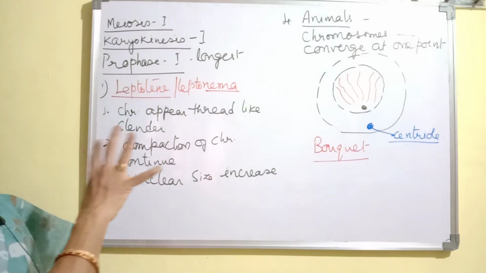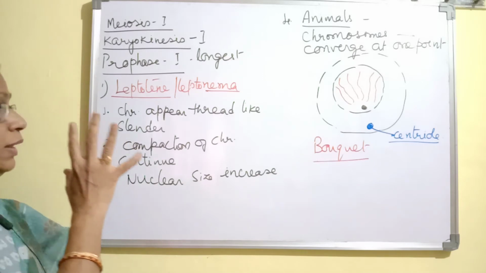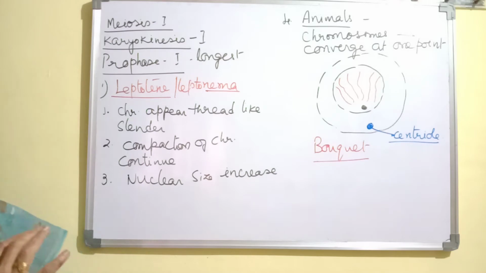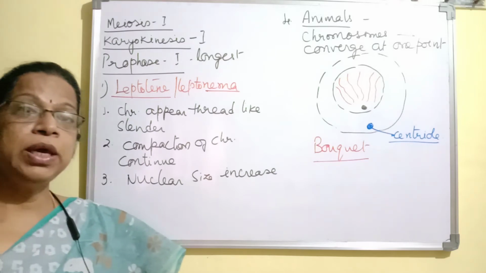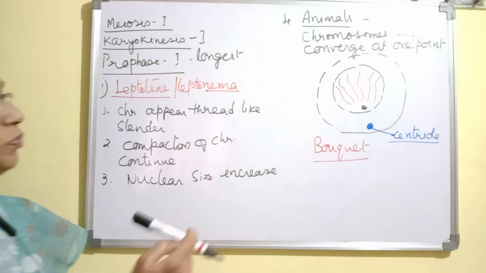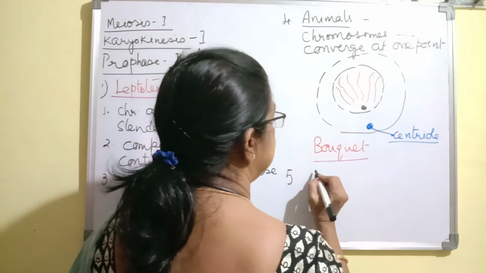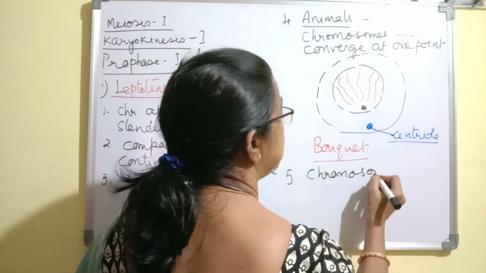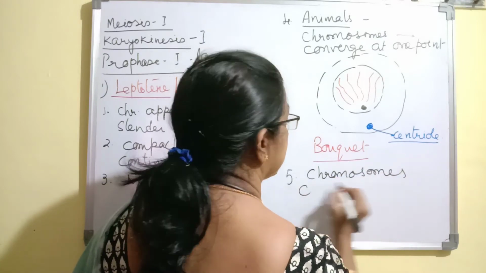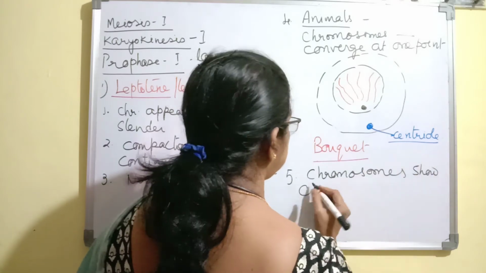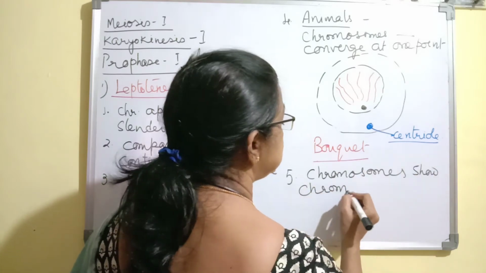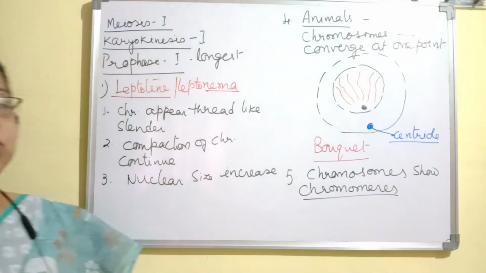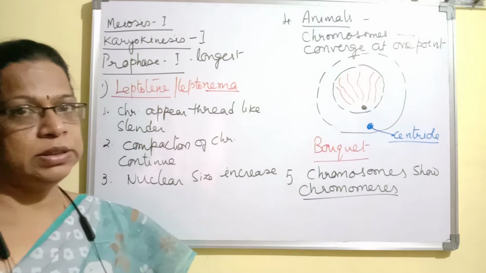So this is the leptotene chromosome. Chromosomes are thin, thread-like. Compaction will continue. Nuclear size increases. In animal cells, it appears as bouquet stage. And another feature is the chromosomes show nodule-like structures called chromomeres. Chromosomes show nodule-like structures called chromomeres.